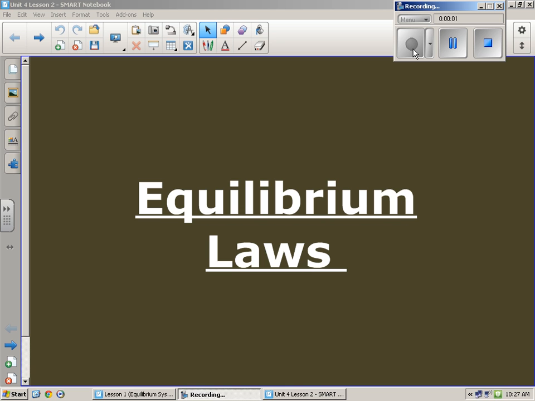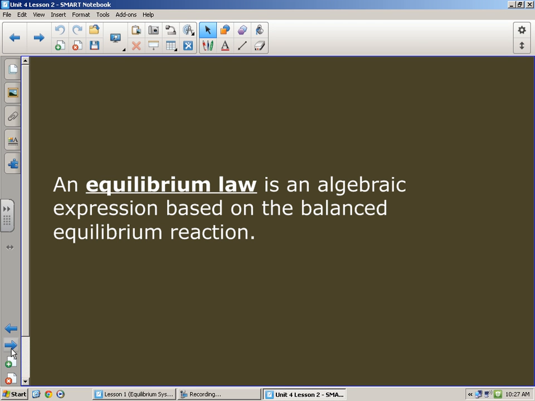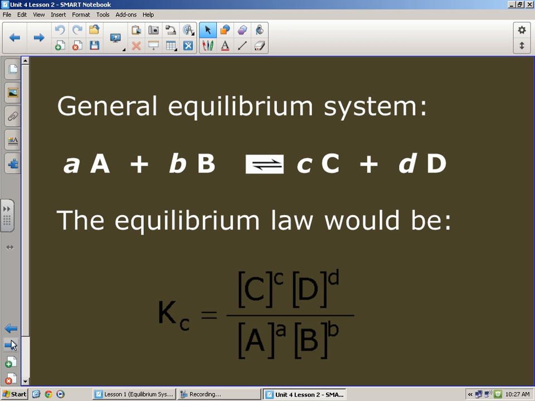Talk about equilibrium laws. An equilibrium law is an algebraic expression, so we're going to use a little bit of algebra. It's an expression based on the balanced equilibrium reaction. So that's a key there. You have to use the balanced equilibrium reaction, right? In other words, you can't use, well, we'll see here, but basically we're talking about equilibrium. That's this whole chapter. We need to make sure we are talking about equilibrium.